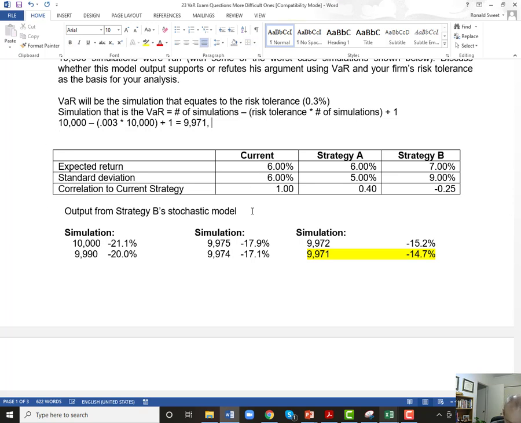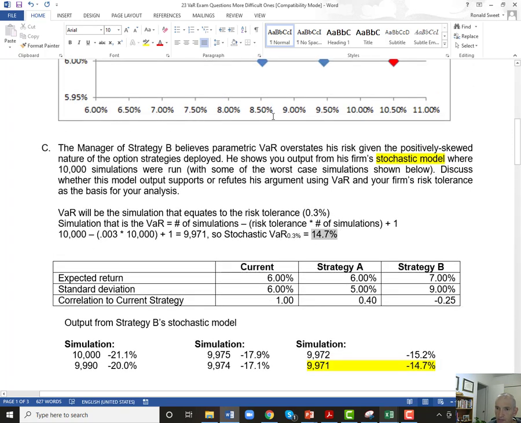So here, the stochastic VAR at 0.3% is going to equal 14.7%. Remember, we do it in absolute value terms because VARs are always expressed as positive numbers. Now, when you run your simulation, you get a loss because you're going to take all of your simulations and rank them from the worst one to the best one. The best ones will be big gains, 20-30% gains, but your worst case will be losses. So here the stochastic VAR is 14.7%.